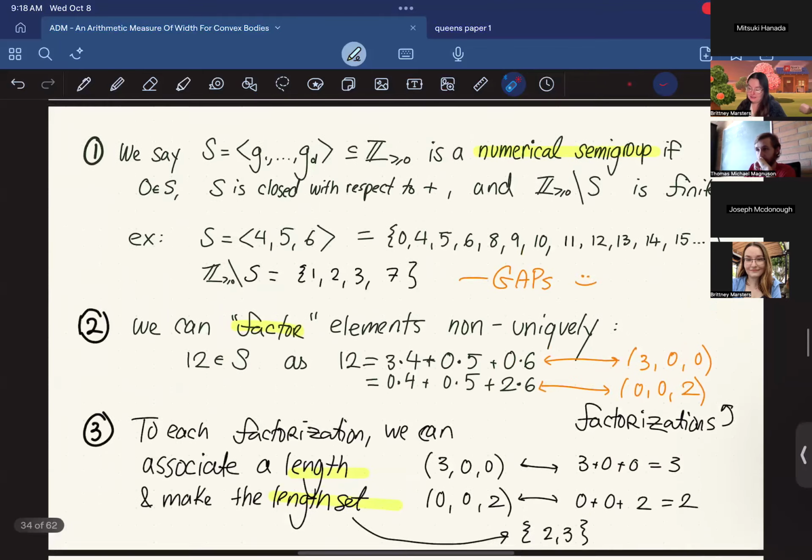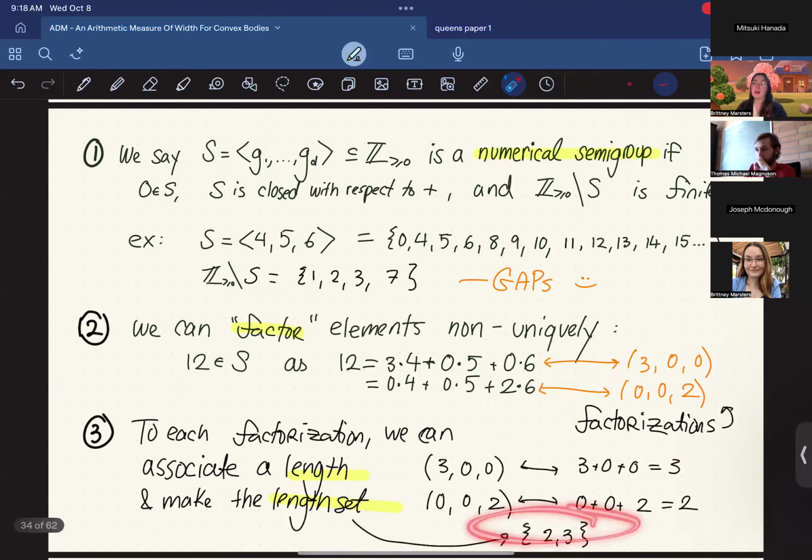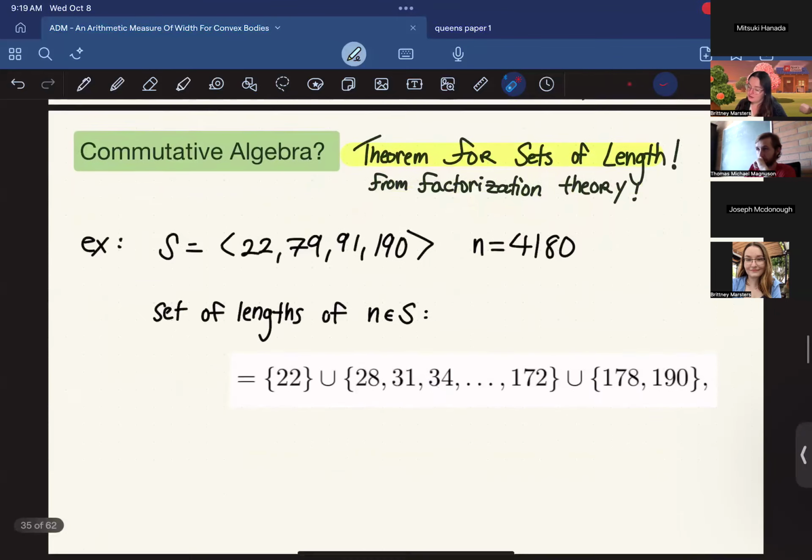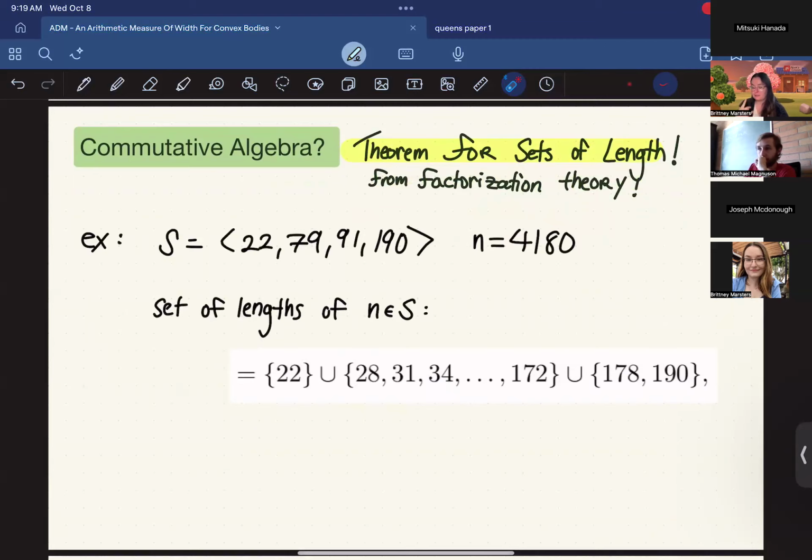And we stick them in a set, and we call that the length set. And this is the set that the giant theorem from before is about, at least in this nice enough setting. All right. So here's what this theorem says. And to do that, I need to pass to a slightly uglier semigroup. So we're going to consider the semigroup generated by 22, 79, 91, and 190.